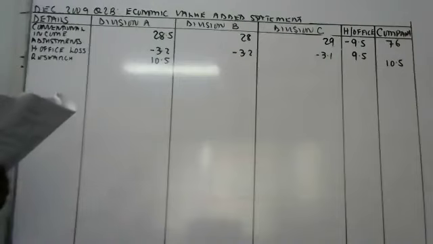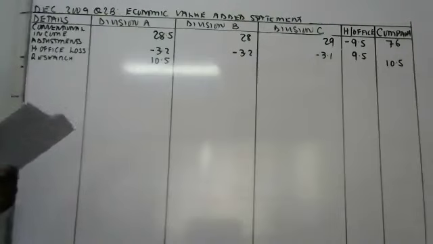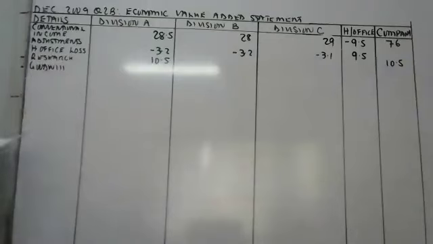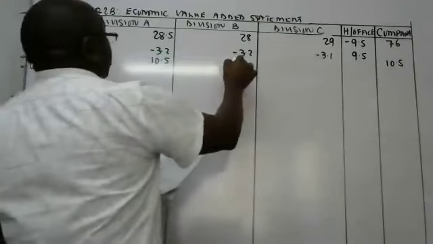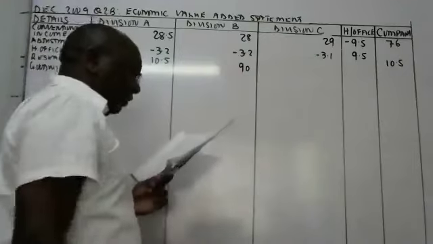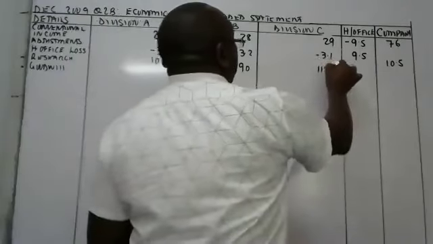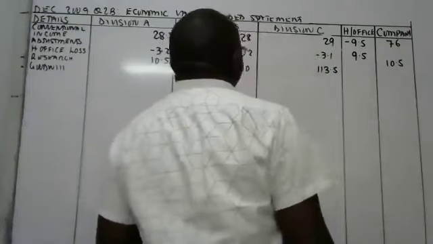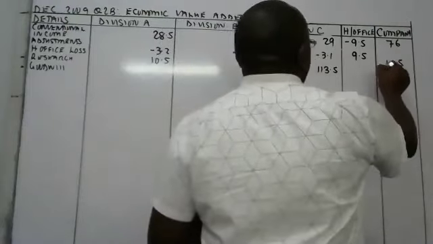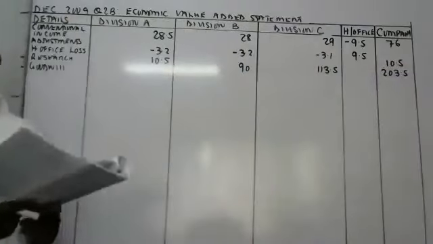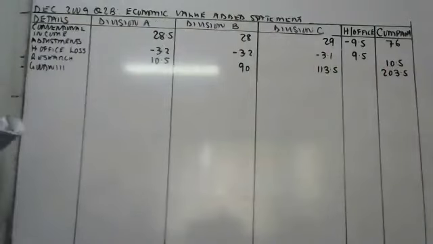Information 2 has goodwill. Goodwill should be added back. So we come to goodwill. It is in division B, 90, and division C, 113.5. When you add them, you get what? 203.5. We should go back there.